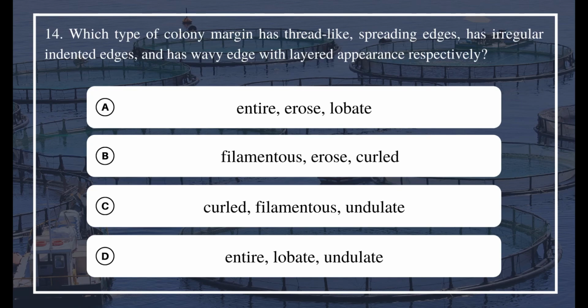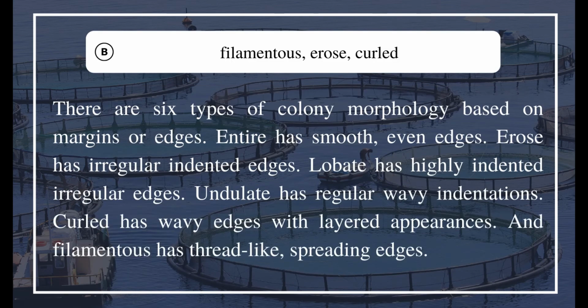14. Which type of colony margin has thread-like, spreading edges, has irregular indented edges, and has wavy edge with layered appearance, respectively? A. Entire, erose, lobate. B. Filamentous, erose, curled. C. Curled, filamentous, undulate. D. Entire, lobate, undulate. The answer is B. Filamentous, erose, curled. There are 6 types of colony morphology based on margins or edges.